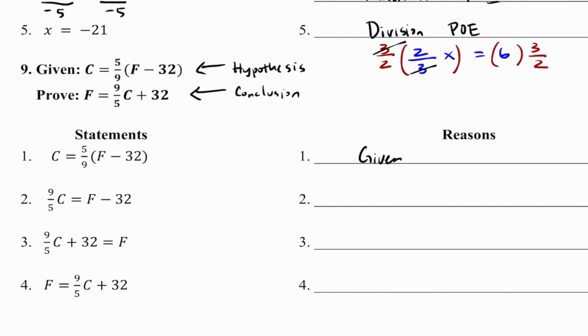The 3's will cancel, the 2's will cancel, and I'm left with x on the left-hand side of the equation, which is equal to 6 times 3, which is 18, and 18 divided by 2 is 9. So when I multiply both sides by 3 over 2 here, I was using the multiplication property of equality. So if we look at the first statement, I need to multiply both sides by 9 over 5.